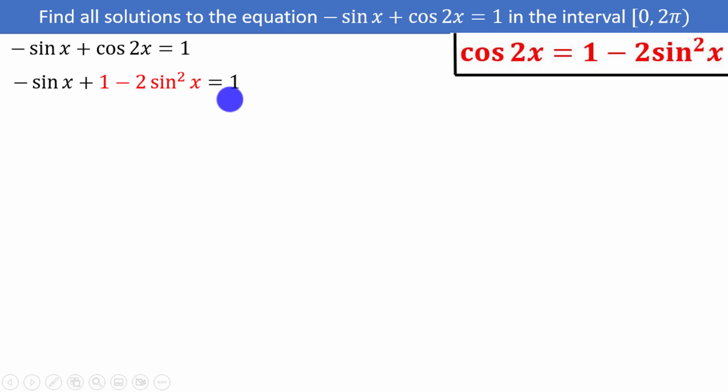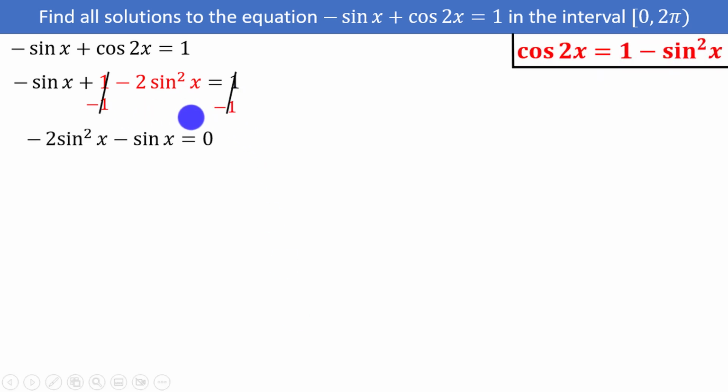We would like to get everything onto one side of the equation, so let's subtract 1 from both sides. The 1's will cancel on both sides of the equation, and we will be left with negative 2 sine squared of x minus sine of x is equal to 0. I've written the negative 2 sine squared of x first, and the negative sine of x second. We have a sine of x in common between our two terms, so we can factor out a sine of x. We will have sine of x times negative 2 sine of x minus 1.